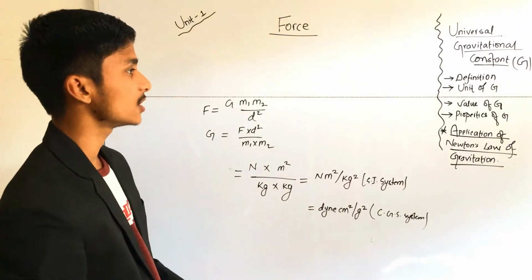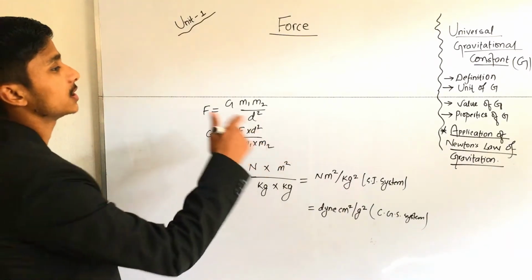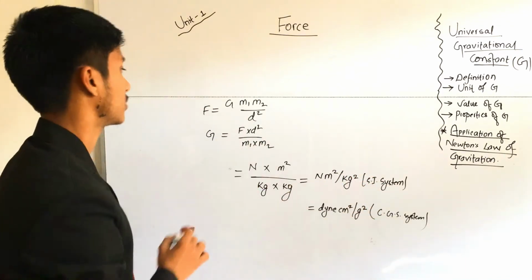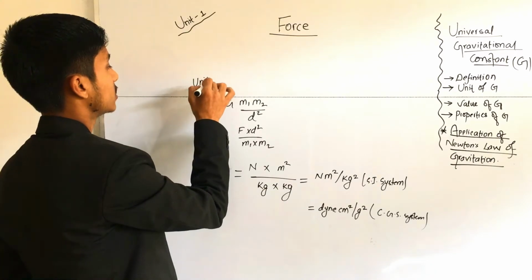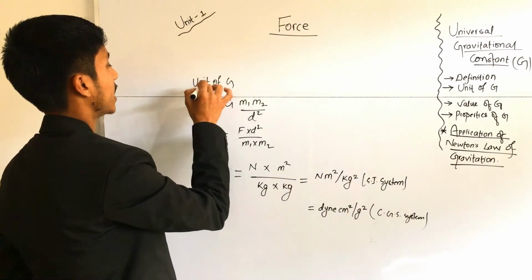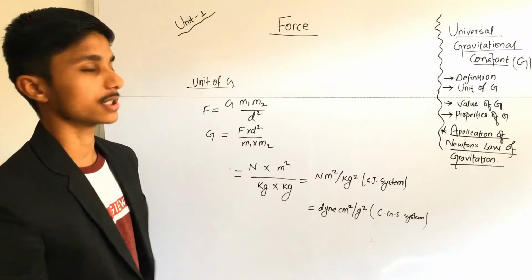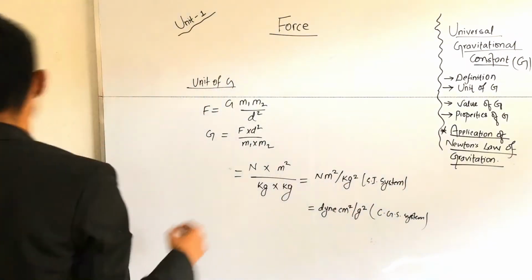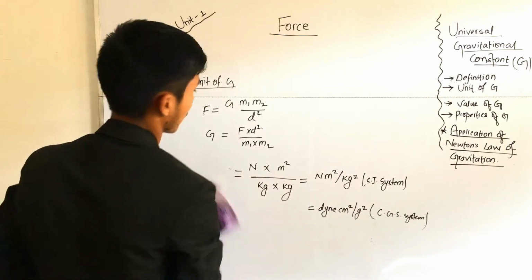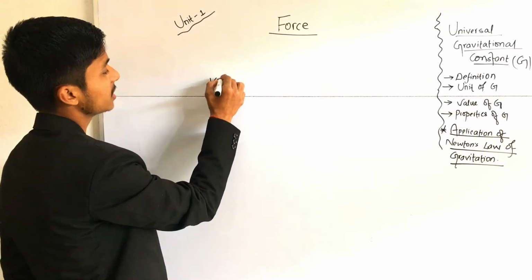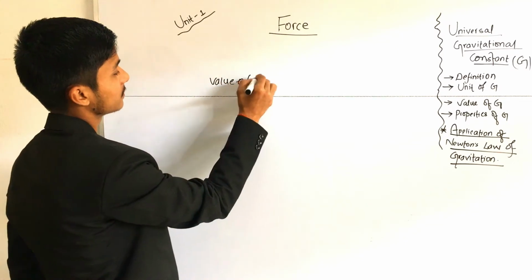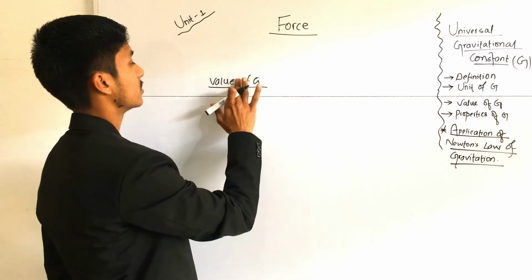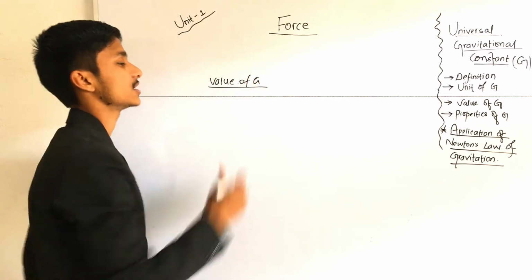Okay. So in this way we have also completed the unit of G. This is our second topic, and we have completed it, the unit of universal gravitational constant. And we move to our next topic, that is value of G. Okay, next topic is value of G, that is capital G, universal gravitational constant.